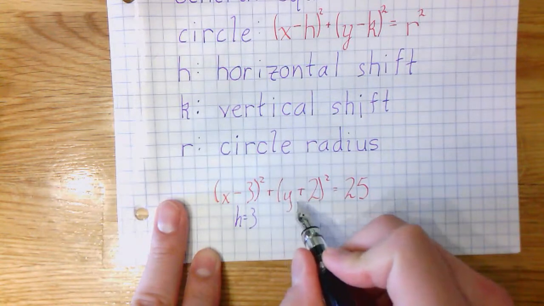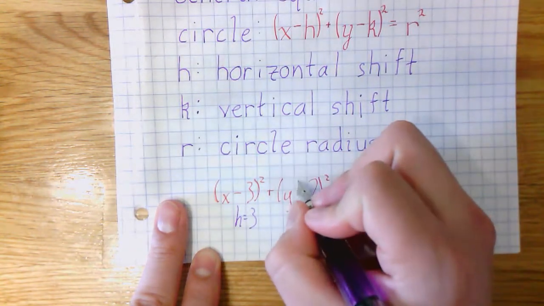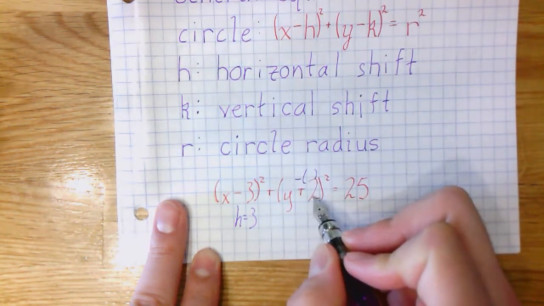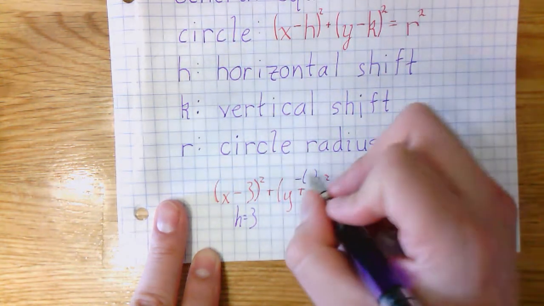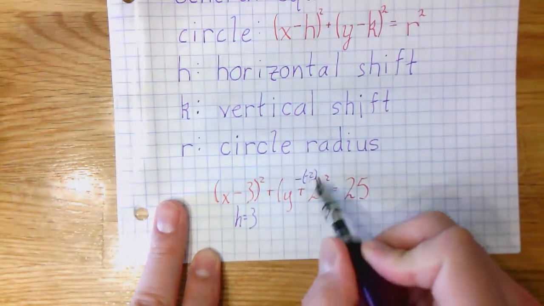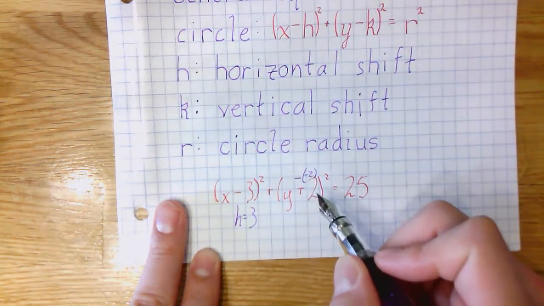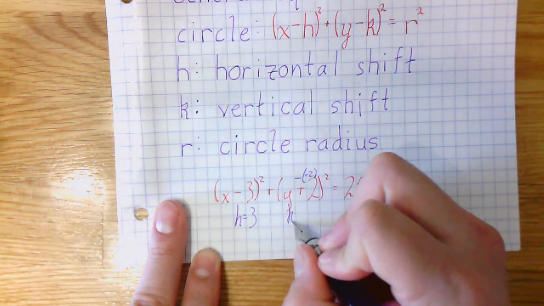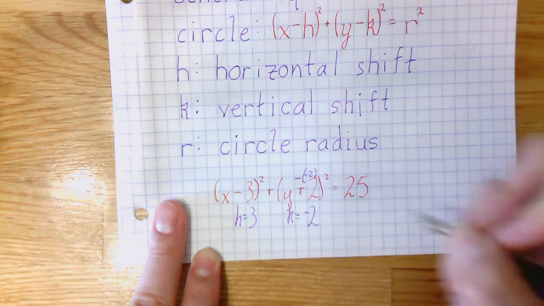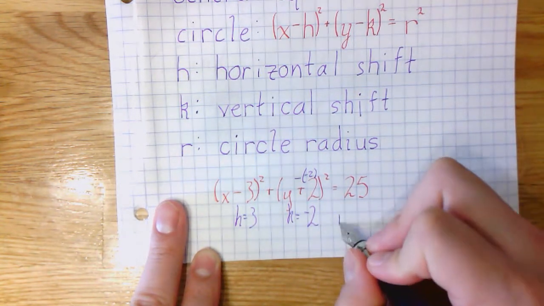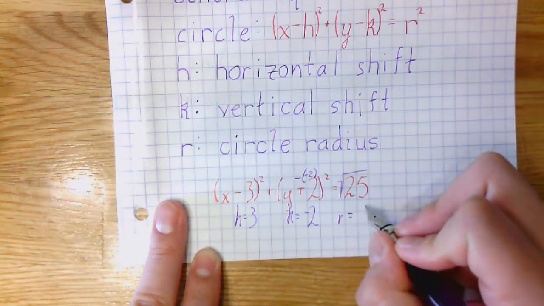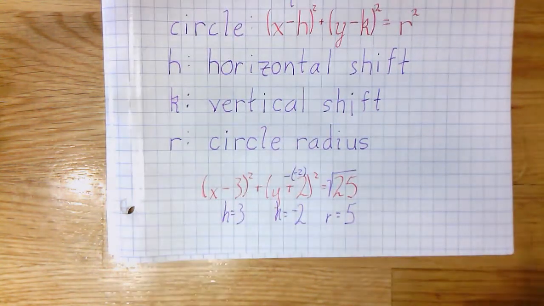All right, k is, this is minus a number. What number has to go in here to make this plus 2? Well, minus a negative. So the k is actually negative 2, so you just switch the sign that you see in the problem. So k here will be negative 2, and then r, remember this is r squared, so you have to take the square root of this number. So r would be 5, and our circle from the center to the edge would be 5.